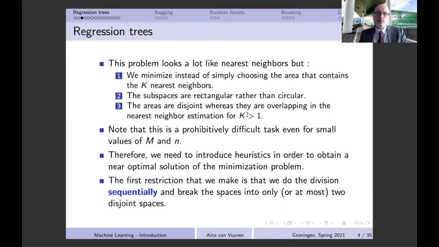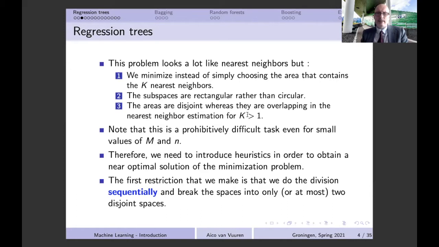Remember that in nearest neighbors, we look for the k observations that are nearest with respect to x. And if we then have two different x's that we would like to predict, the first x is going to have a particular area in which you have the k nearest neighbors. The second one, if it's very close by, is going to have an area which is almost identical. It's not exactly the same, but it's almost identical. And that is not the case in regression trees, because there they are by definition always going to be disjoint.